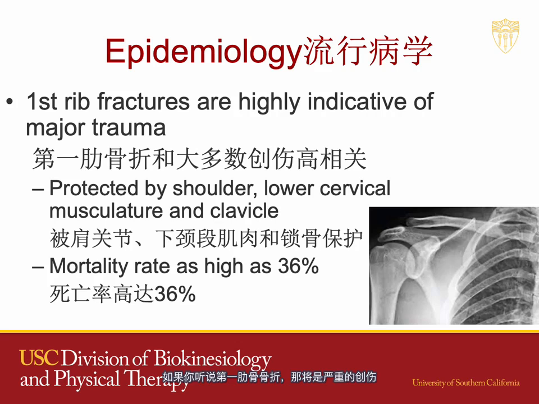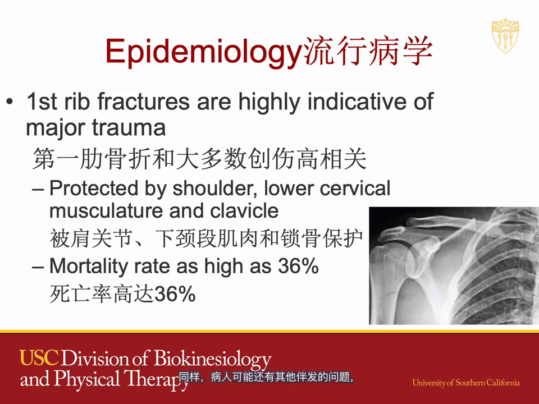If you hear that a first rib was fractured, that's going to be a major trauma. That's going to be a big, significant problem, because if you think about the anatomy, the first rib is protected by the shoulder, the clavicle, and the lower cervical muscles. All these things should stabilize the first rib. The scalenes are all attached to the first rib. This is just showing an awful picture of the first rib being fractured. That means that if there's a first rib fracture, there's probably more likelihood that they will die. Mortality rate is as high as 36% if there's a first rib fracture.